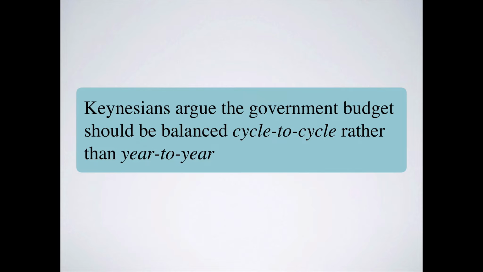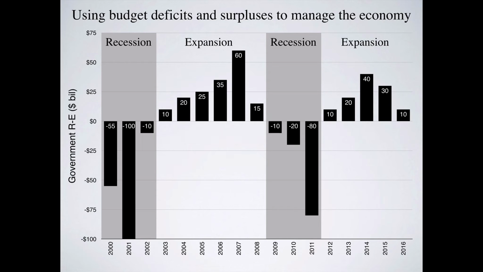Keynesians argued that the government budget should be balanced cycle to cycle rather than year to year. Okay, it's not like the budget should always be balanced, but it should reach a balance over the entire business cycle. Okay, so here we have government revenue and expenditure over time, all right? And the gray areas represent periods of recession. The white represent periods of expansion, okay?